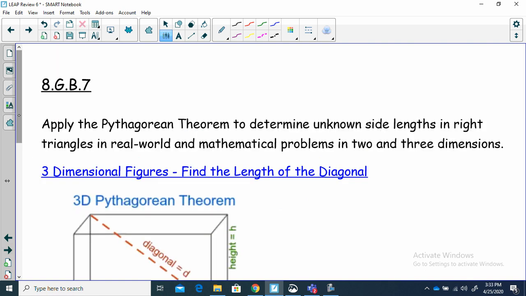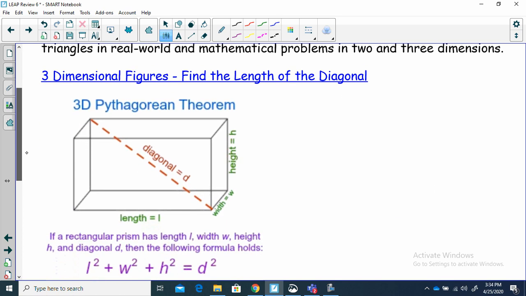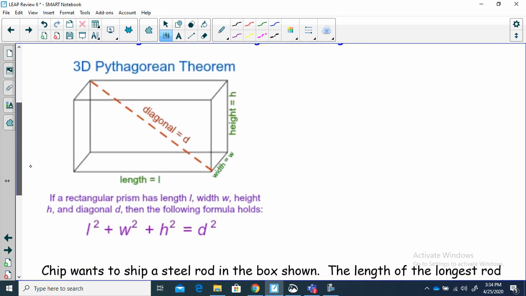Now let's look at a three-dimensional figure. What are we doing with the Pythagorean theorem when we've got 3 dimensions? When you're dealing with the Pythagorean theorem in 3 dimensions, and we're looking for a diagonal in a box, this is called a rectangular prism, because all the sides are basically opposite each other. You've got a top and a bottom that are congruent. This is a rectangular prism.